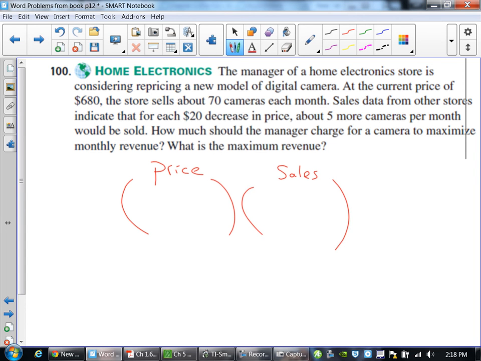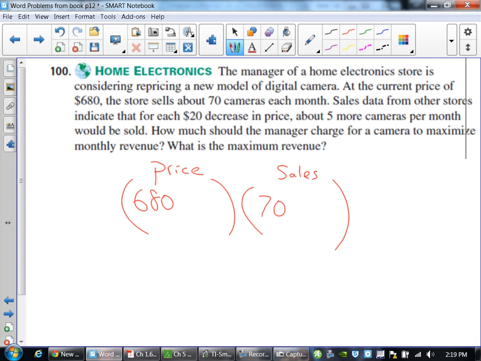So you wind up with two terms, okay? If you look at the first one, in the electronics, we're talking about selling cameras. Well, if you're selling cameras, your current price is $680, and you sell about 70 of them. So right off the bat, you have a price of $680, and you're selling 70.